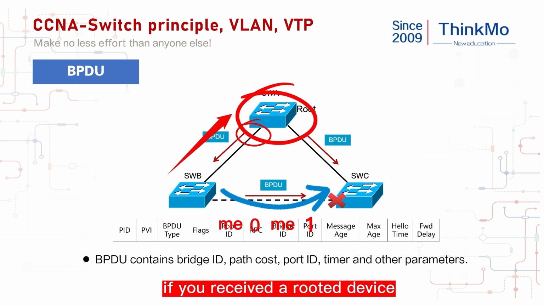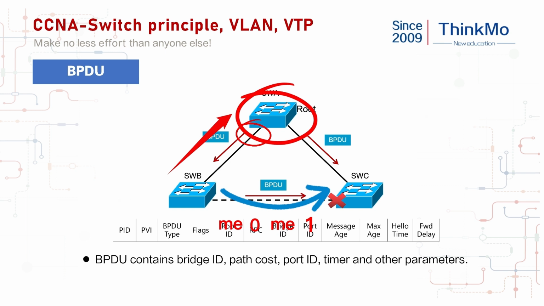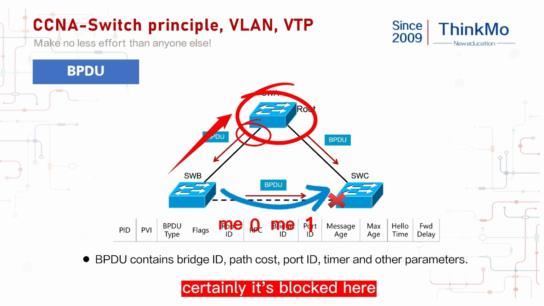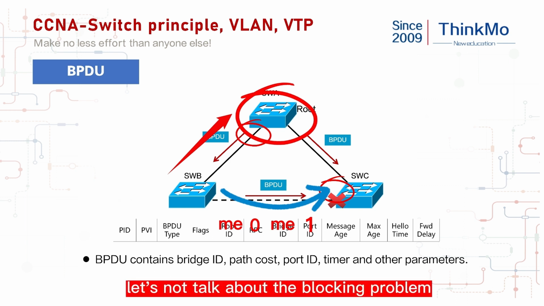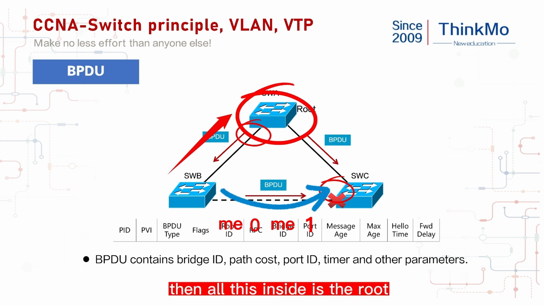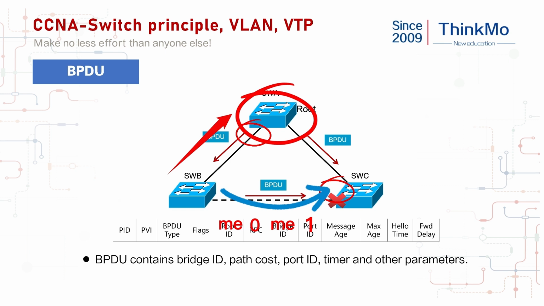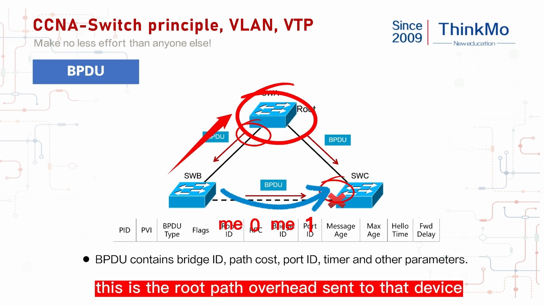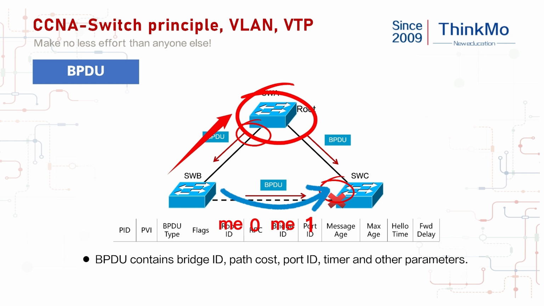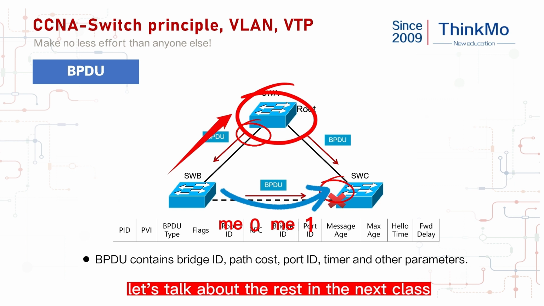If a device received a message from the root, it is then sent on to the downstream devices. Certainly, some ports are blocked here, but let's not talk about the blocking problem. Assuming it was sent out and the downstream device received it, then the root in all of this is still the root, and this is the root path cost sent to that device. Let's take switch B as an example and understand it briefly. Let's talk about the rest in the next class.